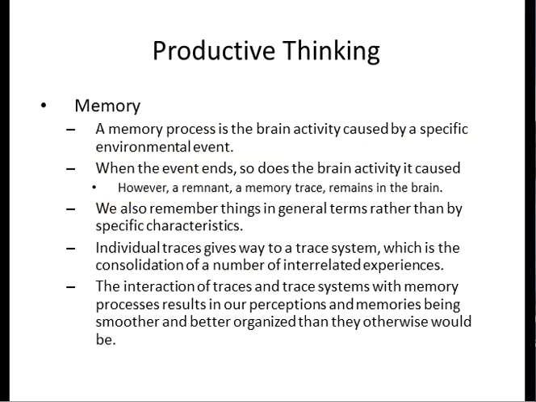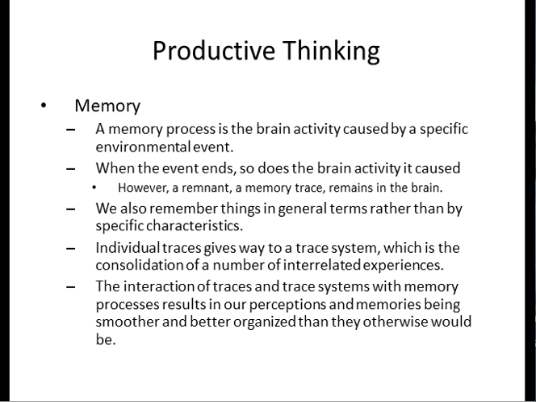So that points out another aspect of this: memory in productive thinking. Obviously, we have to have our memory working efficiently and effectively in order to recall that we've used a particular solution before to a similar type of problem that we can use again now. Let's look at the Gestaltists' perspective on this. A memory process is the brain activity caused by a specific environmental event. An environmental event occurs, the brain is working with it, and a memory process is said to occur. When the event ends, so does the brain activity it caused. However, a remnant, a memory trace, remains in the brain.